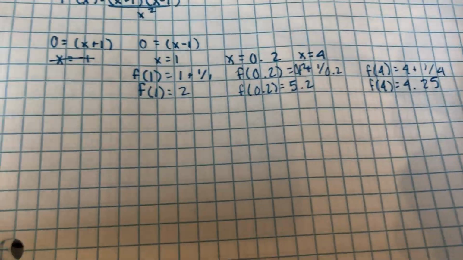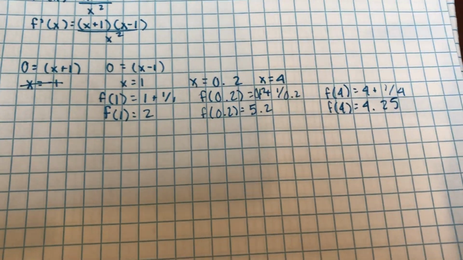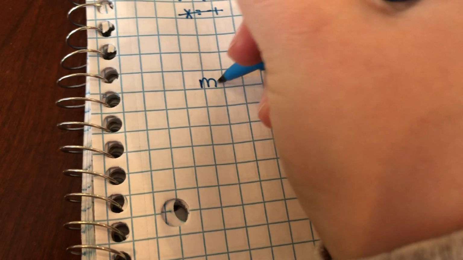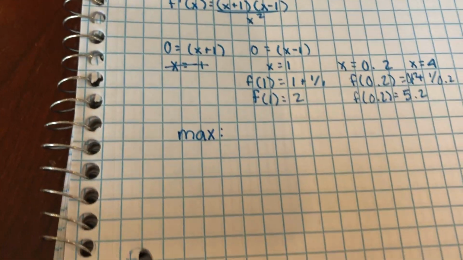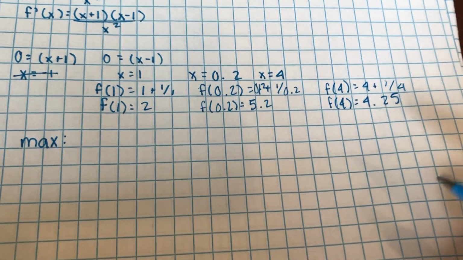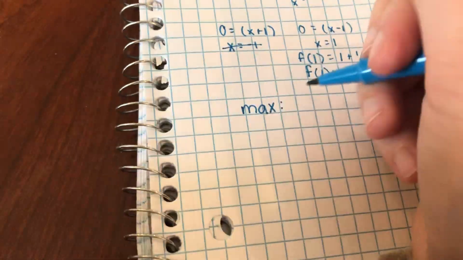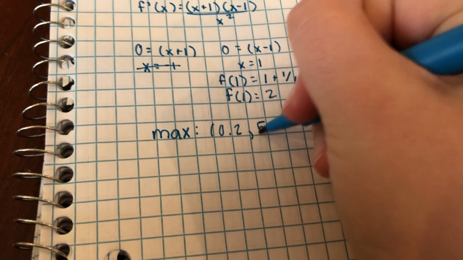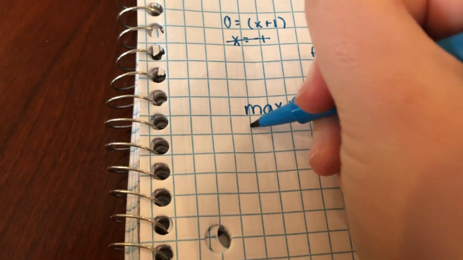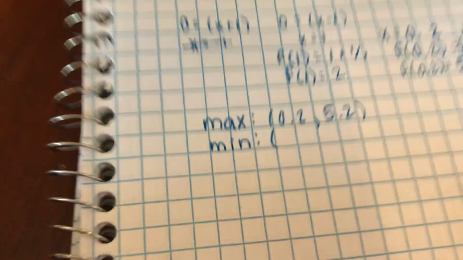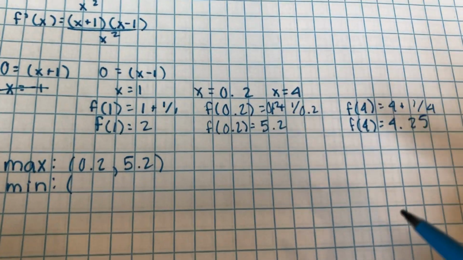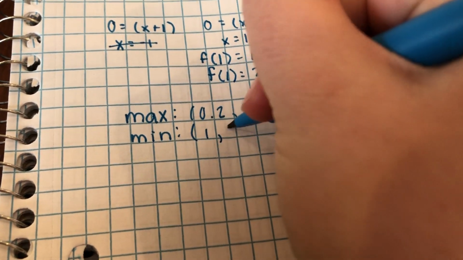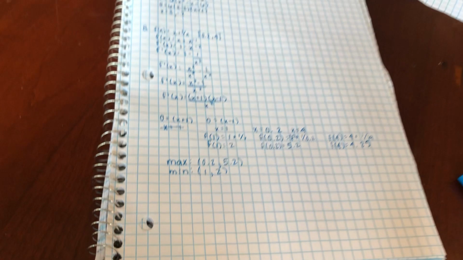And so when we look at these three, we look for the smallest and the biggest y value. So we have our minimum and our maximum. So our maximum is going to be at 0.2, which produces the largest y value. So our max is at the coordinate 0.2, 5.2. And then our minimum, we look back, our smallest y value is produced from f of 1. So we have our minimum at the coordinate 1, 2. And those are the two examples from 4.1.